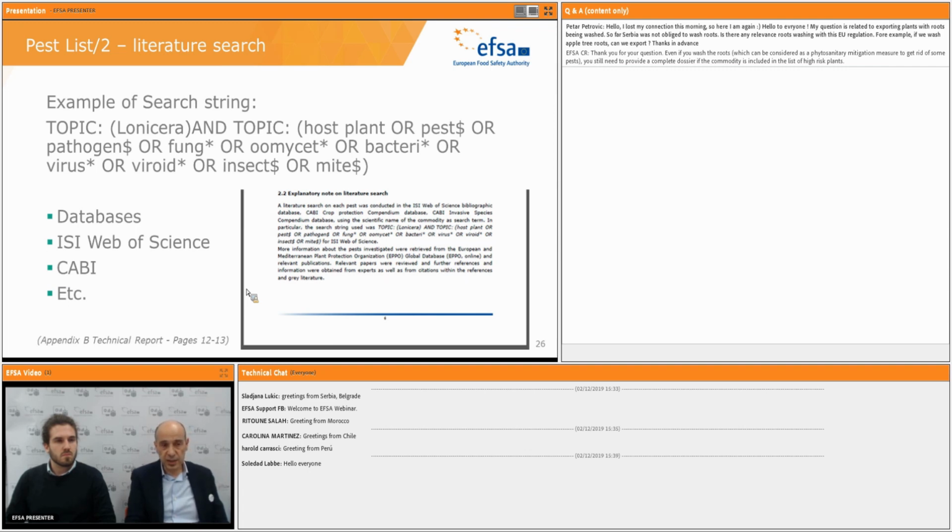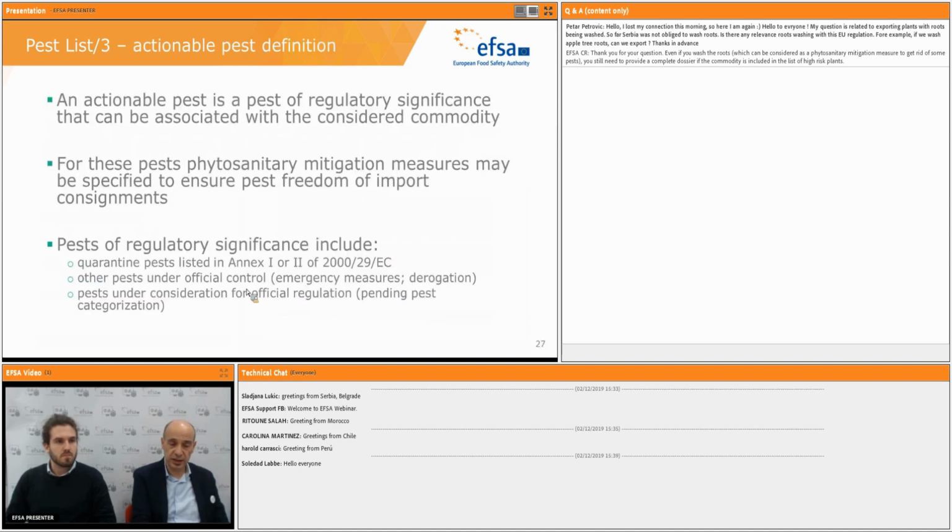Here there is a concept that for us is relevant, because among all the pests that you will list in the initial list, sorry for the repetition, we are interested in what we call actionable pests. So what is an actionable pest? Actionable pests are pests of regulatory significance that can be associated with the considered commodity.